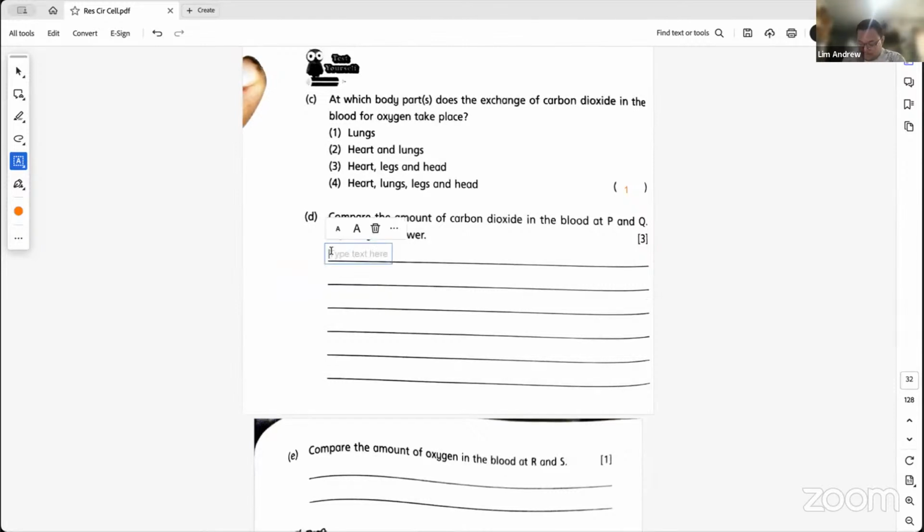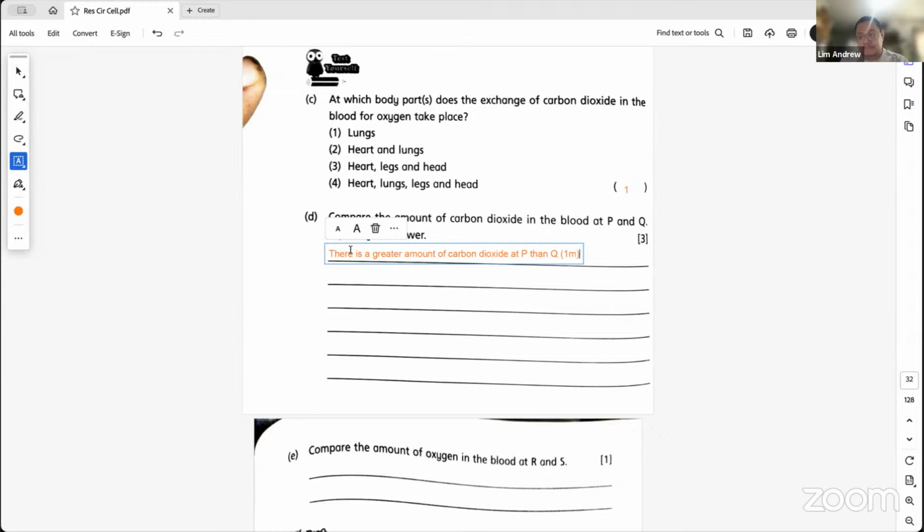All right. First, we have to explain what the question wants us to answer. It means the amount of carbon dioxide. So we have to say that there is a greater amount of carbon dioxide at P than Q. This will give you 1 mark. You can earn the first mark by answering the question. There is a greater amount of carbon dioxide at P than Q.